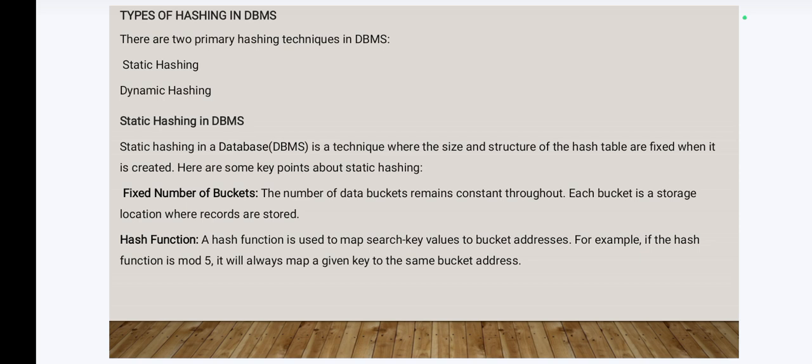Here are some key points about static hashing. Fixed number of buckets. The number of data buckets remains constant throughout. Each bucket is a storage location where records are stored. Hash function. A hash function is used to map search key values to bucket addresses. For example, if the hash function is mod 5, it will always map a given key to the same bucket address.